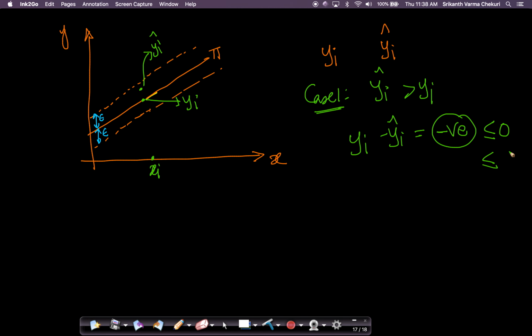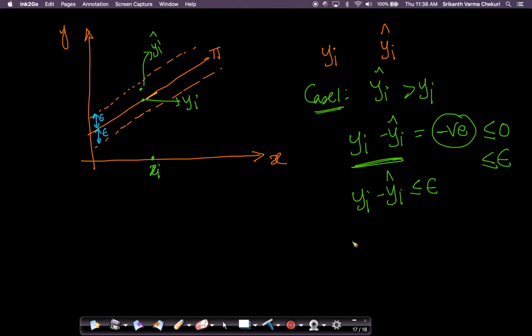Okay, and we know that epsilon is always greater than 0. So by default, if this is the setup that we have, where yi hat is greater than yi, you will get yi minus yi hat to be less than or equal to epsilon, obviously, because this is a negative number.